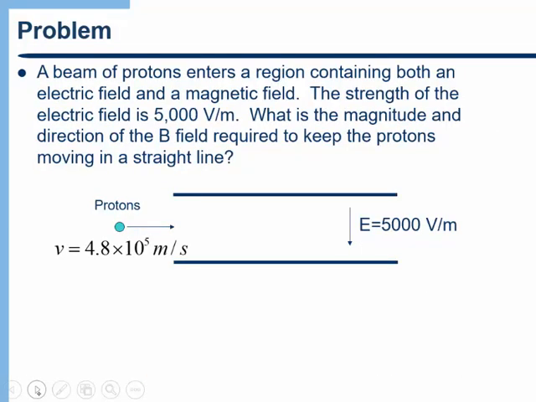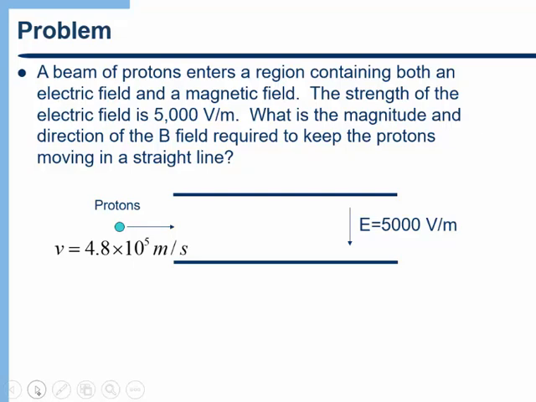Let's look at another example that requires us to use the right-hand rule. Remember that last time we looked at the motion of an electron in a magnetic field. Here we're going to look at something different. We've got a beam of protons. It's entering a region that contains both an electric field and a magnetic field. The strength of the electric field is 5,000 volts per meter. What is the magnitude and the direction of the magnetic field required to keep the protons moving in a straight line?